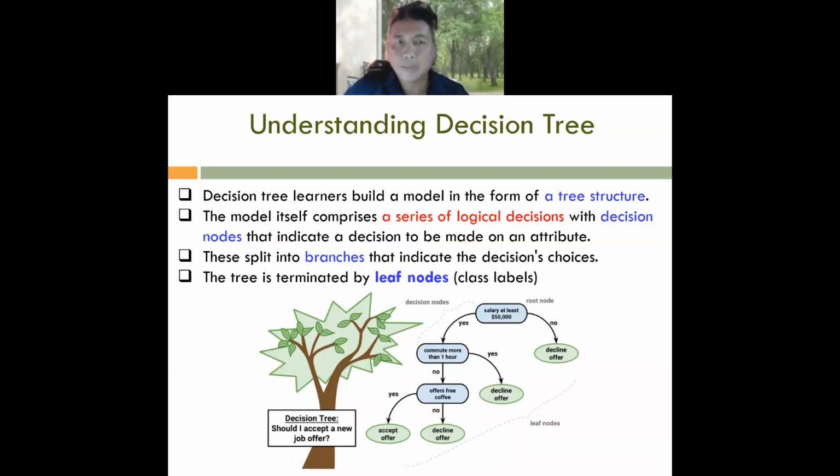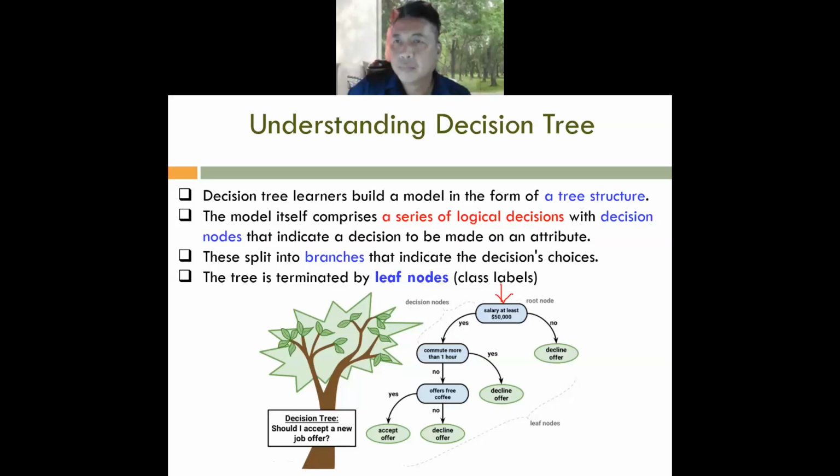It helps us to make a decision. So for example, in this diagram, they make a decision to accept the offer based on a few facts. So our decision tree learner built a model in the form of a tree structure. So basically we look at the root of the tree first. So in this example, we are looking at here.